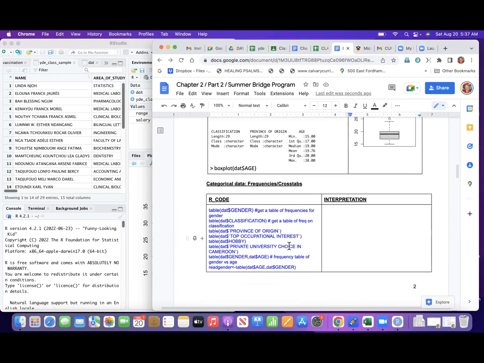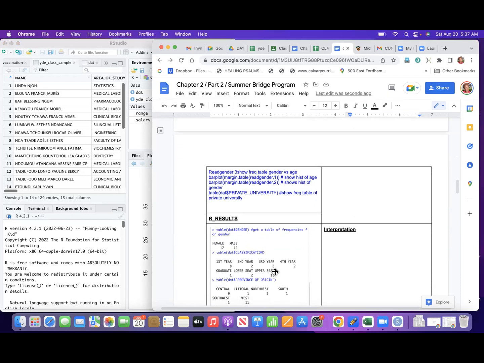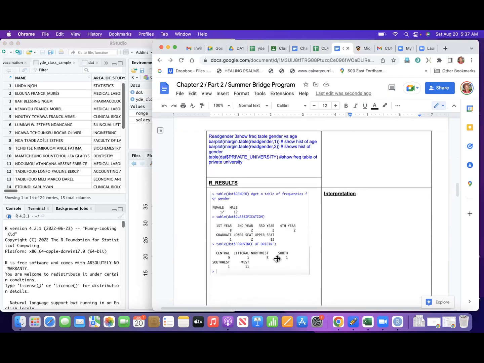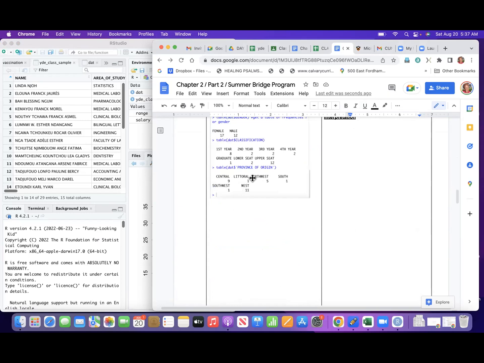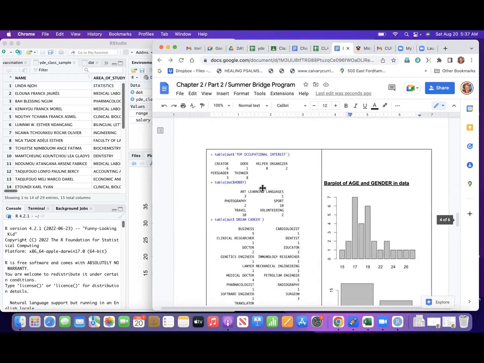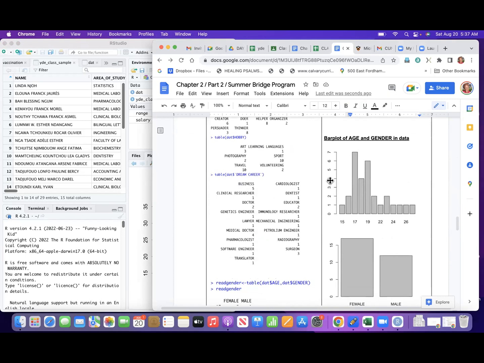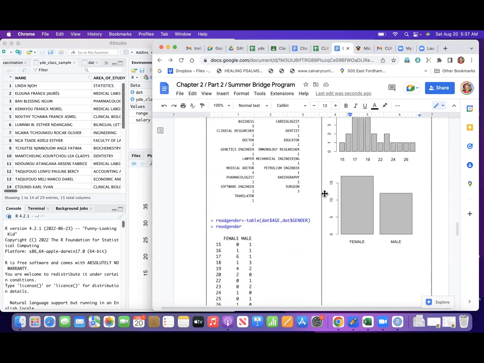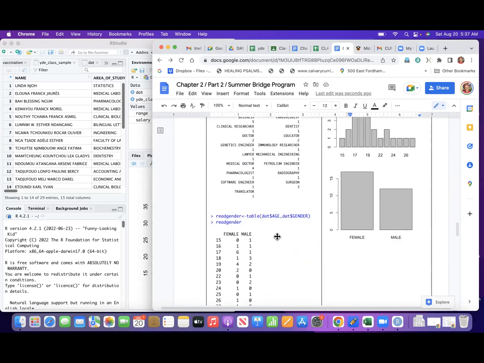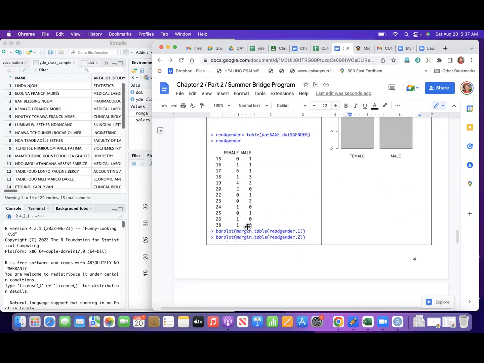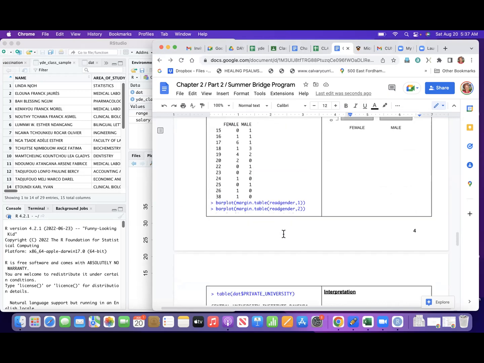Same thing for the categorical frequency crosstabs. Plug in the codes, and this is what you get. What does that mean to you? For example, here it means that in this classroom, you have about 11 people from the West Province of Cameroon. What does everything mean here to you? This is just exercises. What does this bar plot of age tell me? What does this bar plot of gender tell me? Can you interpret this in your own terms? What does this frequency tell you about the data?